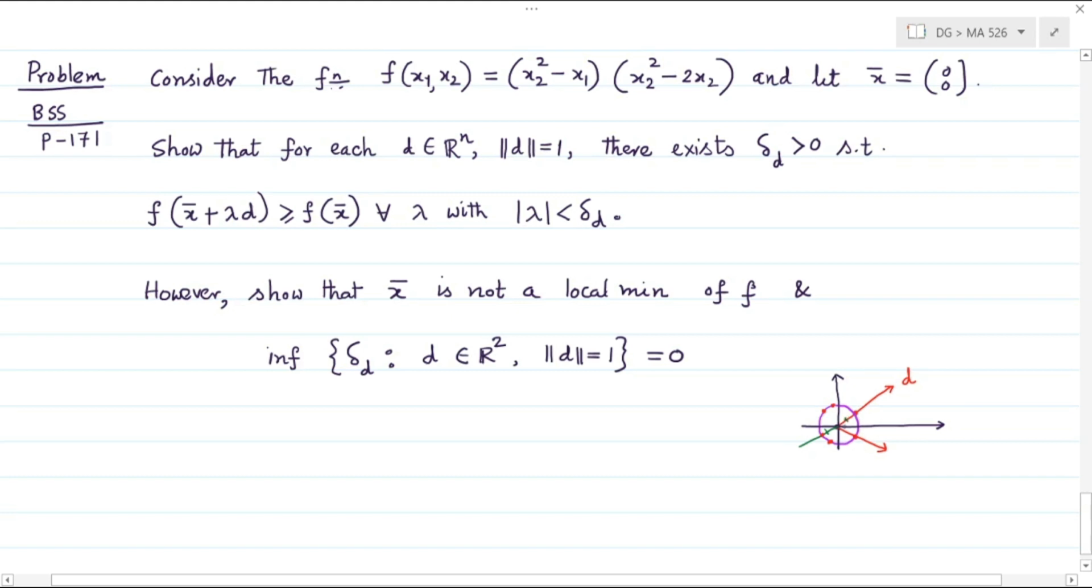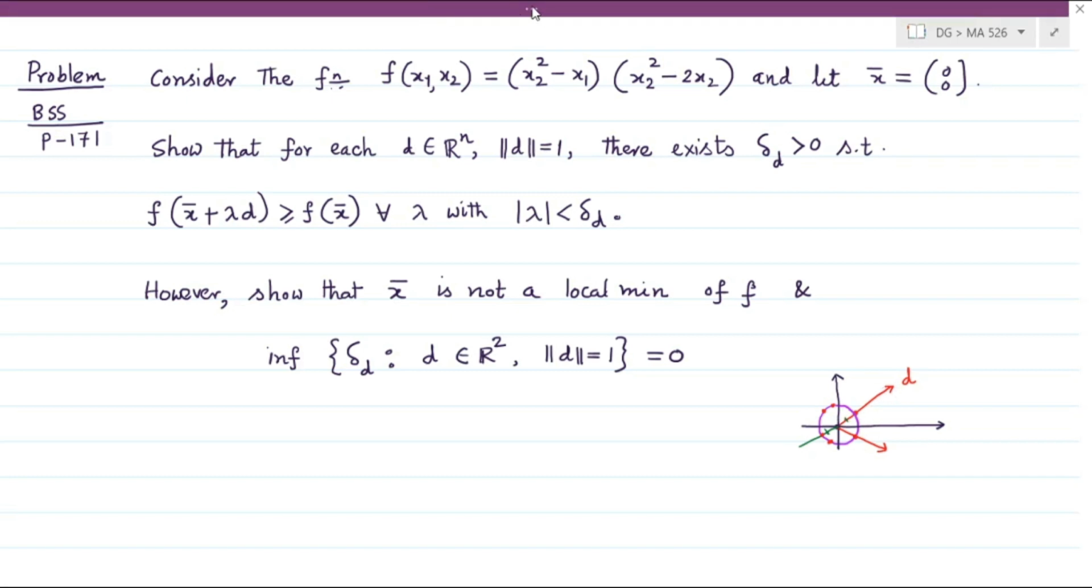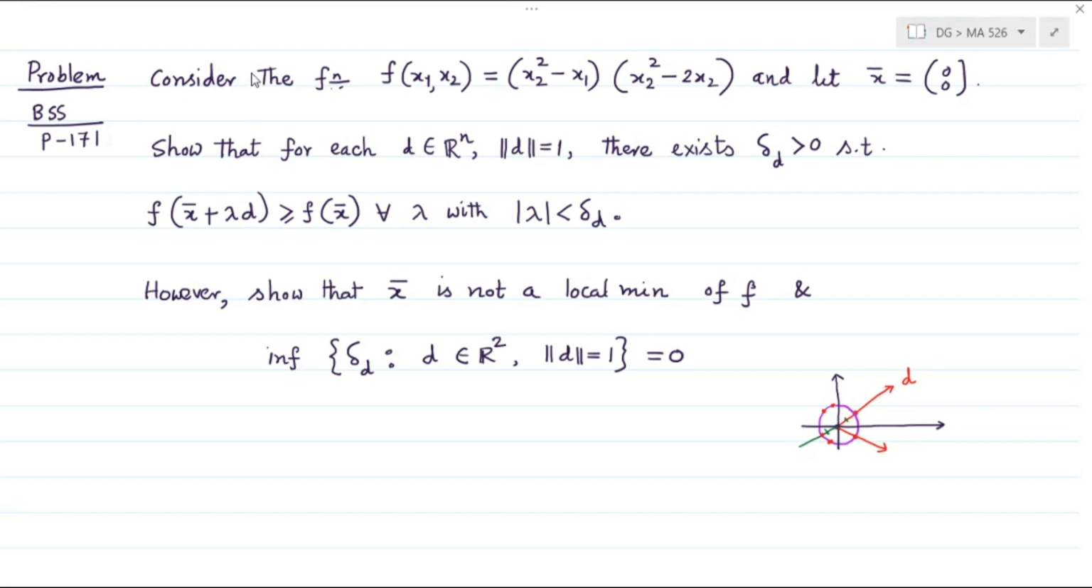Fine. And for this delta d, in between this length, between these two green points, we'll see that the function value at the point x bar is the minimum. Fine. And we know that once you vary this d to some other direction, let me consider some other direction, and let's suppose this is my other direction, say.